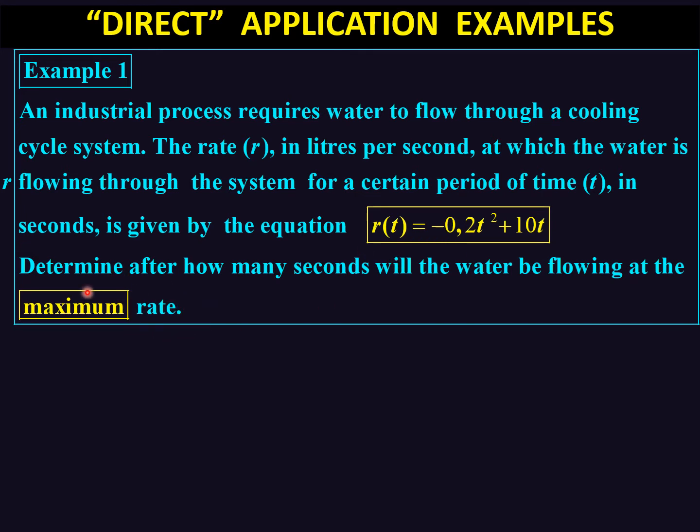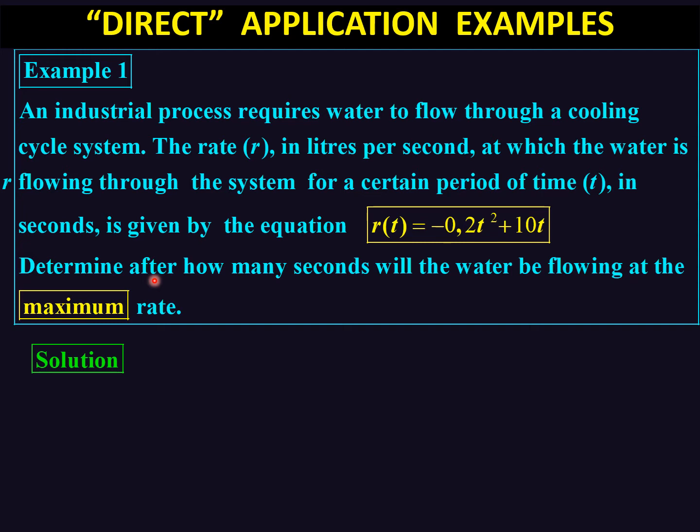In this case, we need to find the maximum rate. Okay? Before we actually do it, let's see whether you can recall the procedure. First of all, we take our objective function, which is given. First thing, that's right, we find the first derivative, right? Let's find the first derivative of that. Negative 0,4t plus 10, correct?